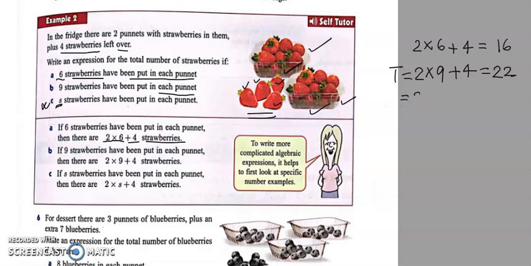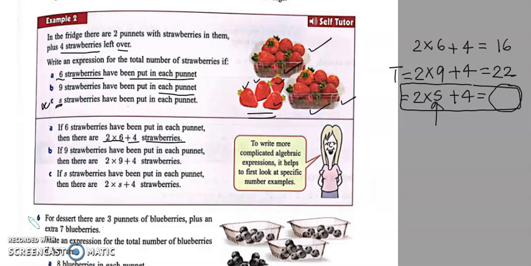Now in question C, there is no number, it is a letter here, S strawberries. So you just have to write 2 times S plus 4. Now you cannot write any number here because you don't know the value of S. S can change, S is unknown, S can take any value. So this is what an algebraic expression is. I hope I am clear so far.